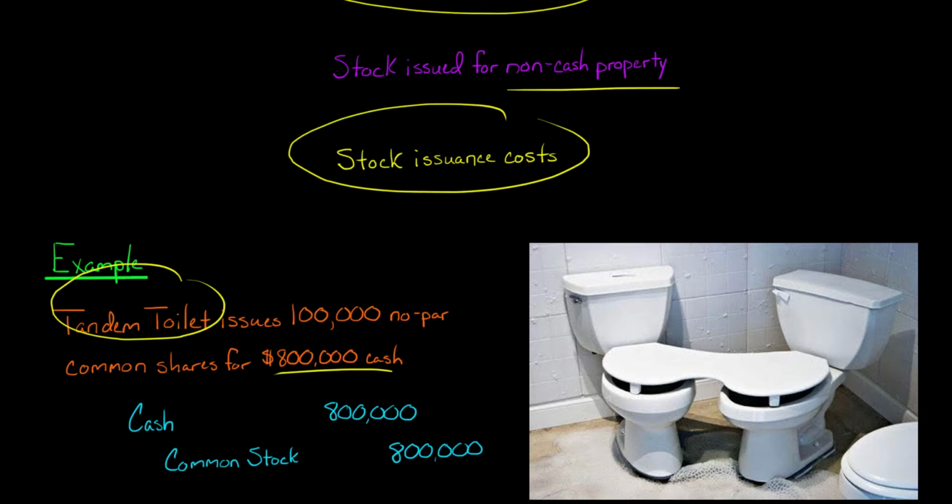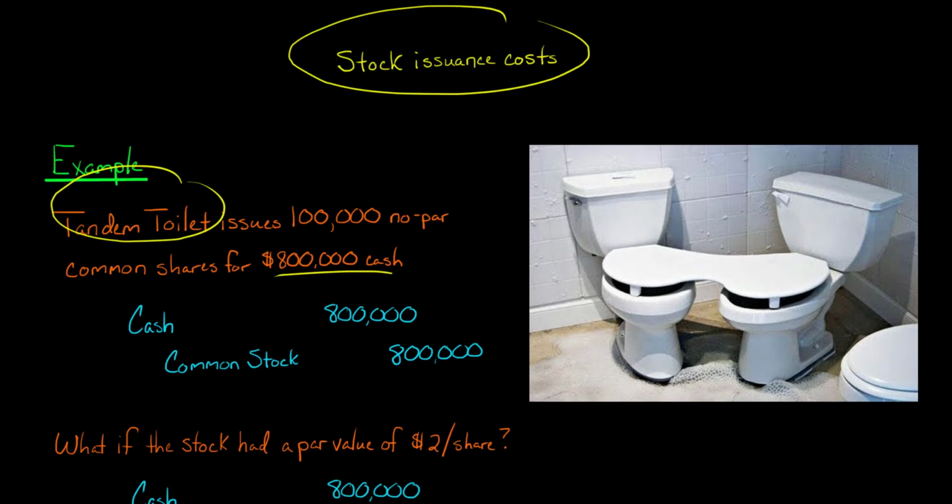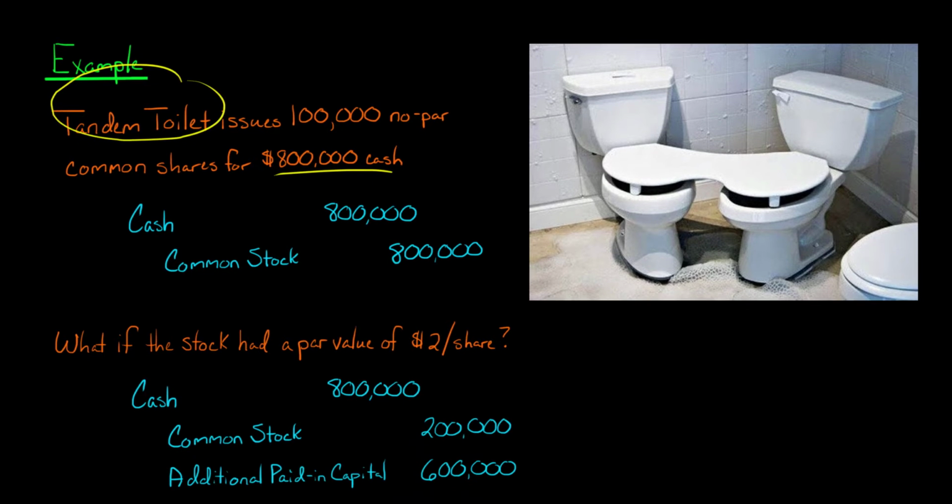Now let's add a complication. Let's say that the stock does have a par value. Okay, if the stock has a par value of $2 a share, we're going to need to make a little adjustment over what we did before. So we're going to take this $2 a share and multiply it by the number of shares, which we said was 100,000. So $2 a share times 100,000 is going to give us 200,000.